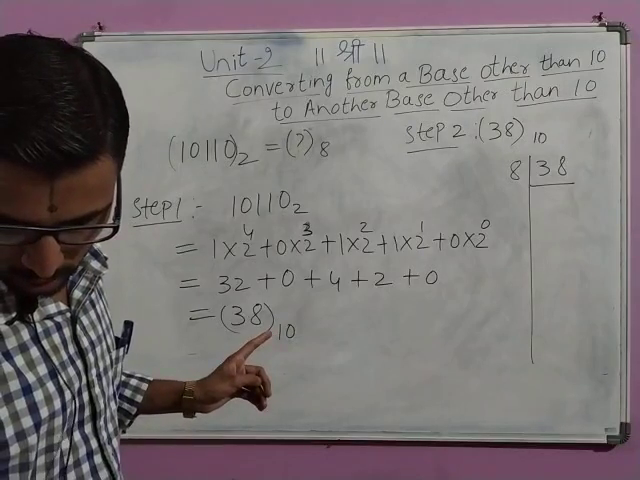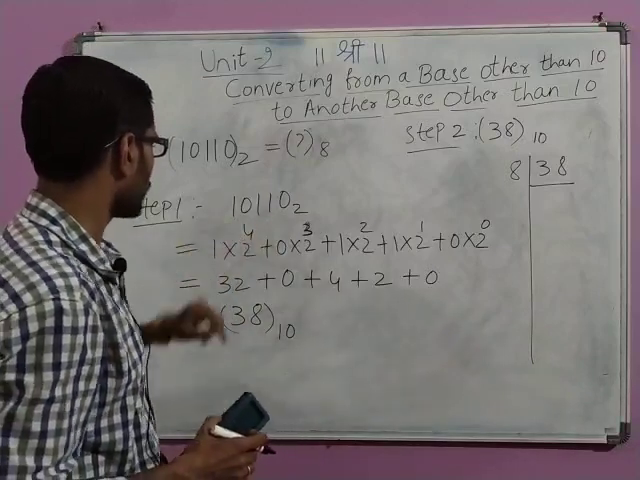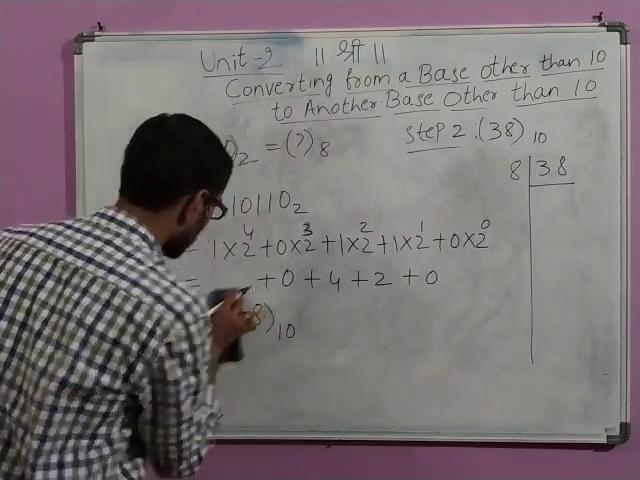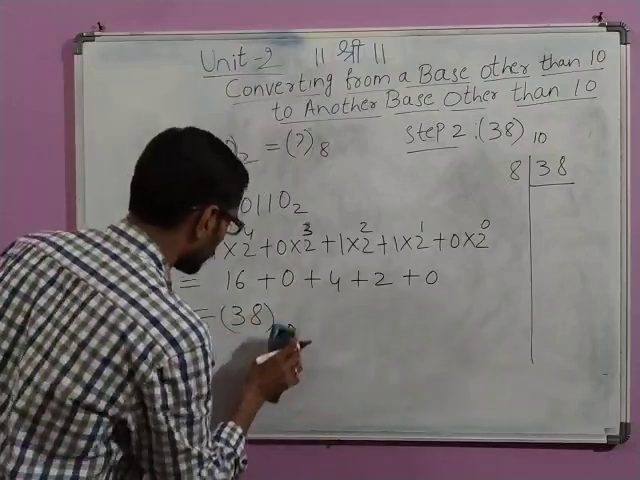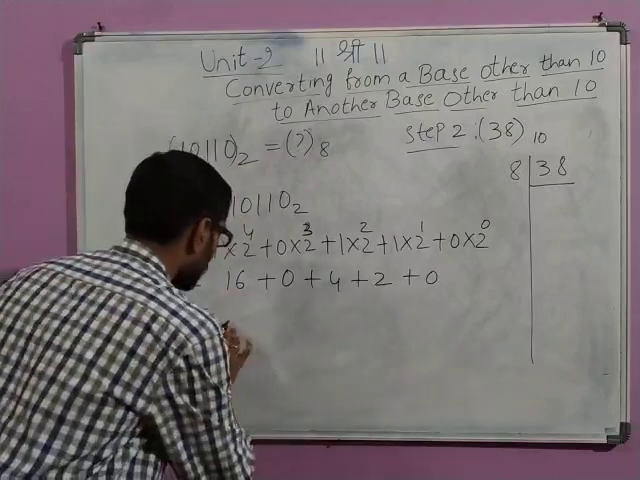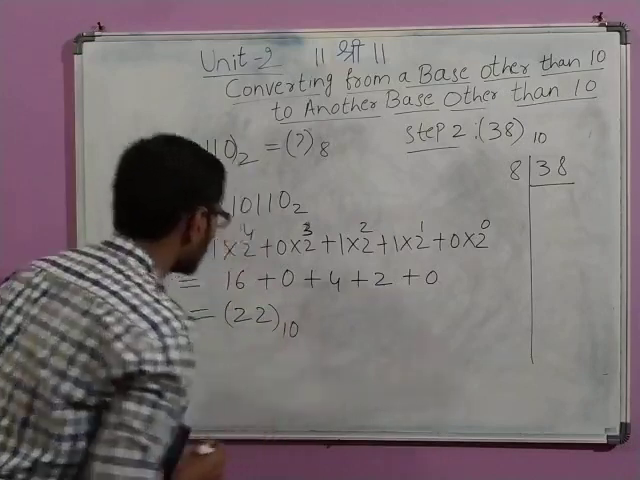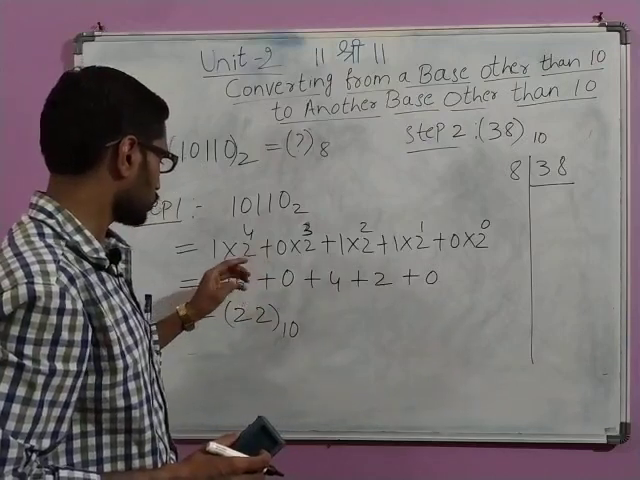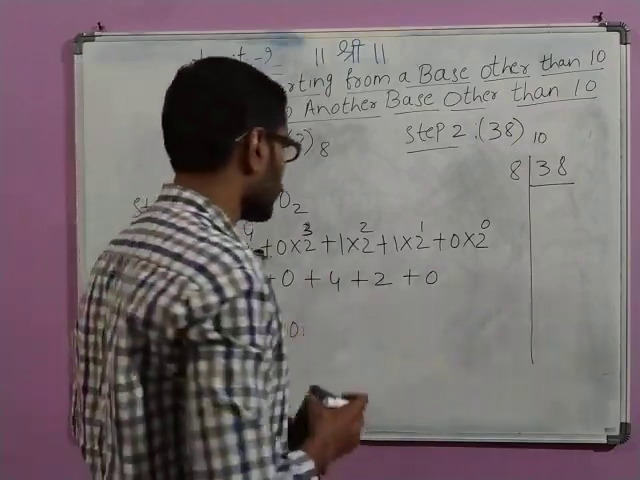So 10110. 2 raised to 4 is not 32 here, I'm very sorry. 2 raised to 4 is 16, so this should be 16 plus 4 plus 2. 16 plus 4 plus 2 will be 22 to the base 10. 2 into 2 is 4, 4 into 2 is 8, 8 into 2 is 16, yes, this is 16. Very sorry, please verify it and make the corrections.